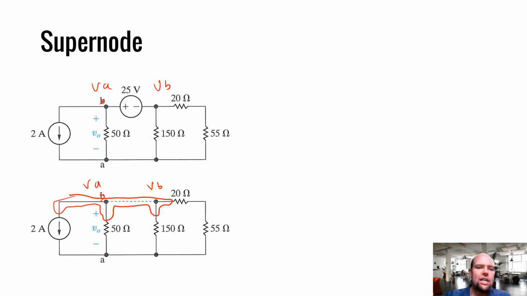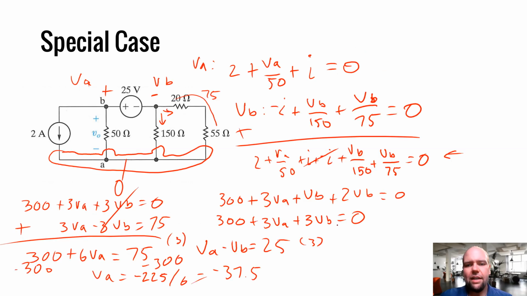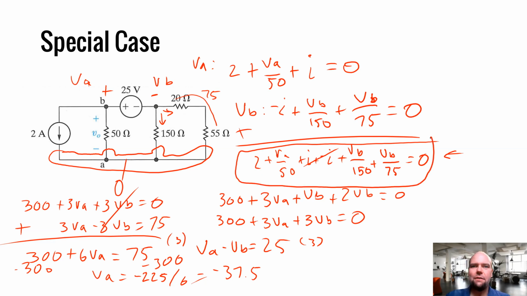Now here's the thing, when you do a supernode, you still have to remember this is still VA and this is still VB. So your equations for these currents will still reference VA and VB. It's just that you're writing it all in one step here. So the current's flowing out, this plus this plus this plus this. That's going to be 2 plus VA divided by 50 plus VB divided by 150 plus VB divided by 75 equals 0. And if we go back, that is the same thing we had here. It's an absolute disaster on this page right now, but that's the same thing.